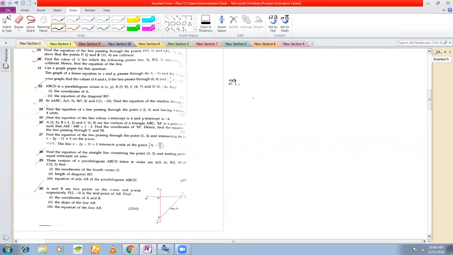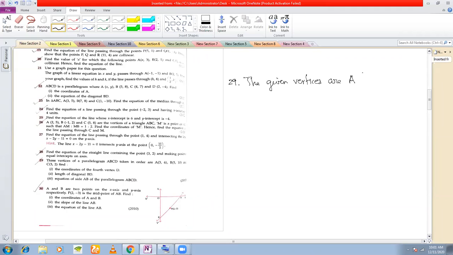Question is, three vertices of a parallelogram ABCD taken in order are given: A is 3, 6, B is 5, 10, and C is 3, 2. So the given vertices are these, the vertices of a parallelogram.